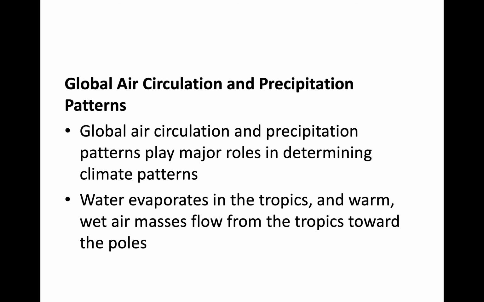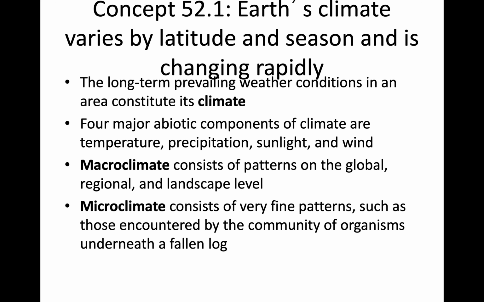So, global air circulation and precipitation patterns, and this is something that impacts climates. We notice some patterns when we look at it as an overall globe. Water evaporates in the tropics, warm, wet air masses flow from the tropics towards the poles. So basically we have the most rain at the tropics, right? And as it moves towards the poles, we're going to lose a lot of that water dumping down, and we're going to have all those forests.